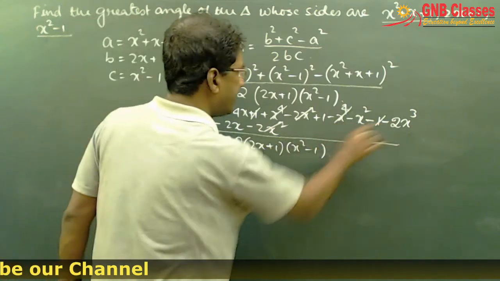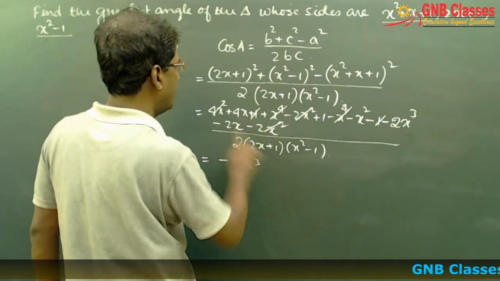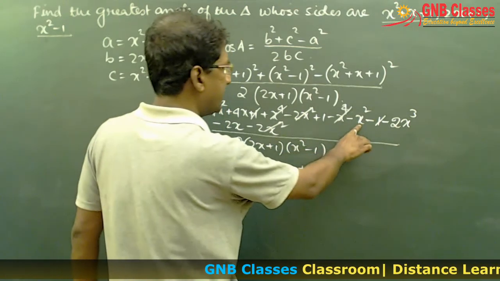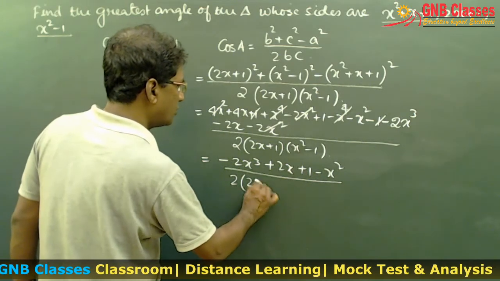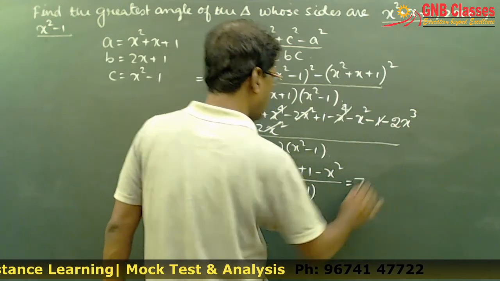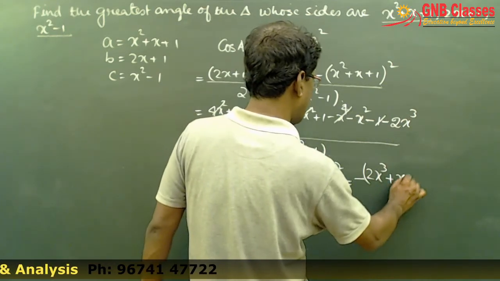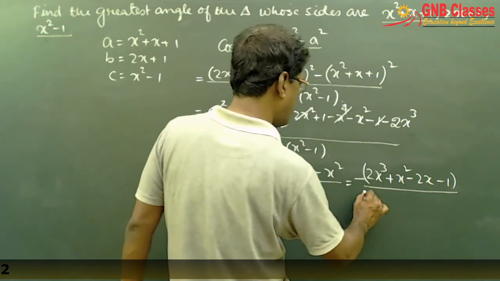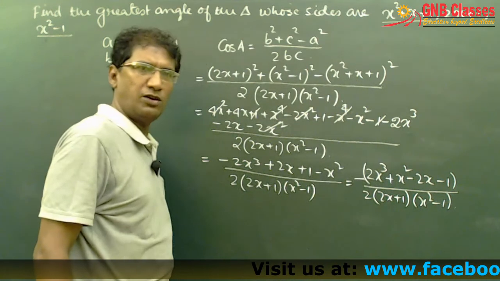Tell me fast. It's basically minus 2x cube, then plus 2x, then we are getting plus 1, and then we are getting minus x square. Is it clear? Divided by 2 times (2x plus 1)(x square minus 1). Let me take minus common. So we are left with 2x cube plus x square minus 2x minus 1, divided by 2 times (2x plus 1)(x square minus 1). Is it okay to all of you?